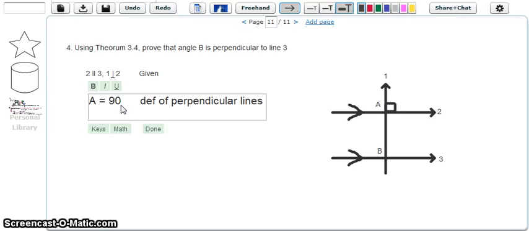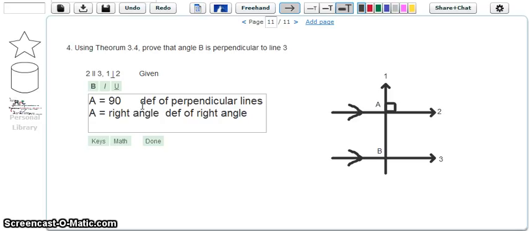Next, we can say that the measure of angle 1, or that A, equals a right angle because we know the angle A is already 90 degrees. Kind of repetitive, but still need to put it in there. Next, we can say that angle A equals angle B. You can see A and B right here, and they equal each other because of the definition of corresponding angles.